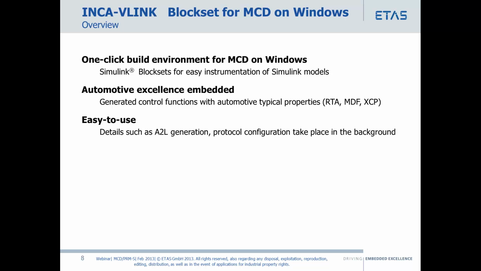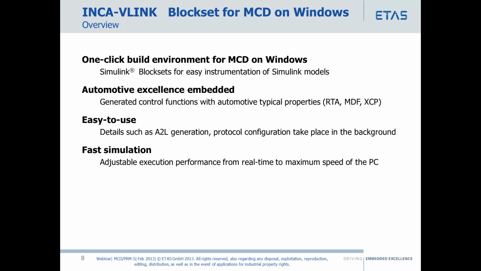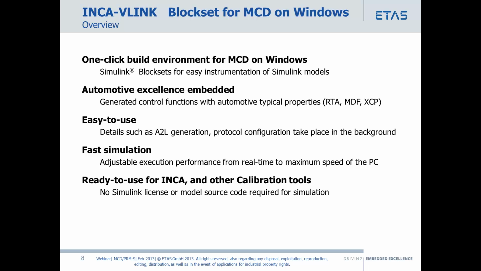Inka V-Link is very easy to use for the Simulink user. Details such as A2L generation and protocol configuration take place in the background. It provides for fast simulation. The objects generated are adjustable in execution performance from real-time to the maximum of the PC. The simulation objects generated by Inka V-Link are ready to use for Inka or any other calibration tool. No Simulink license or the model code is required for simulation on the PC.